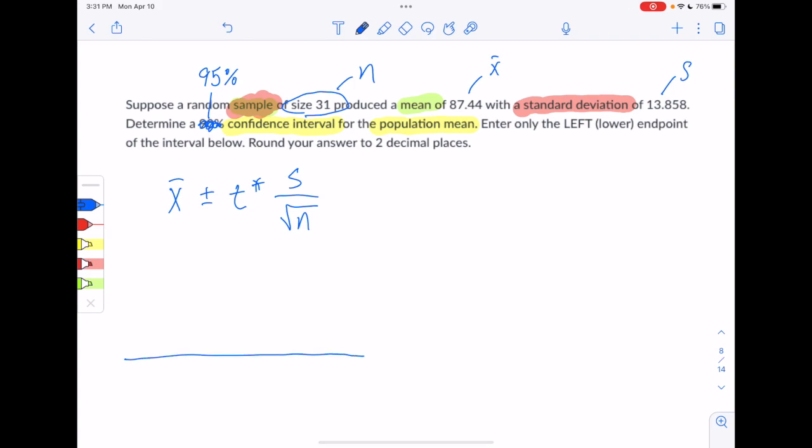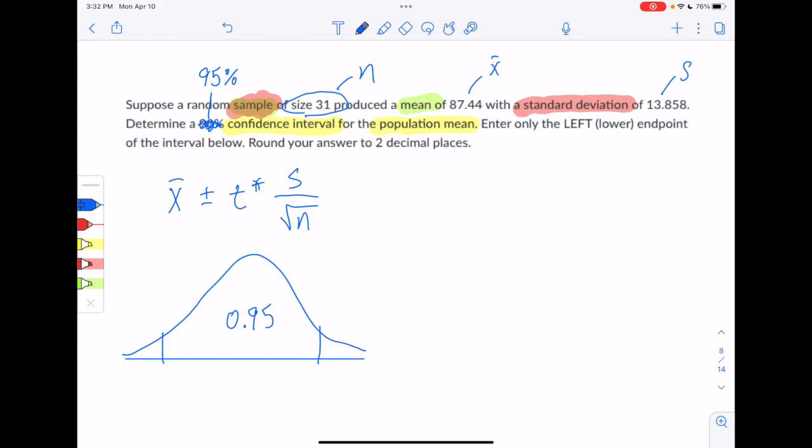We'll start off by drawing a bell-shaped curve. We're going to put 95% of our area in the middle, but we need to do that in decimal form, so 0.95. That leaves 0.05 left over. We split that into 2 halves and put the 0.025 on each side.